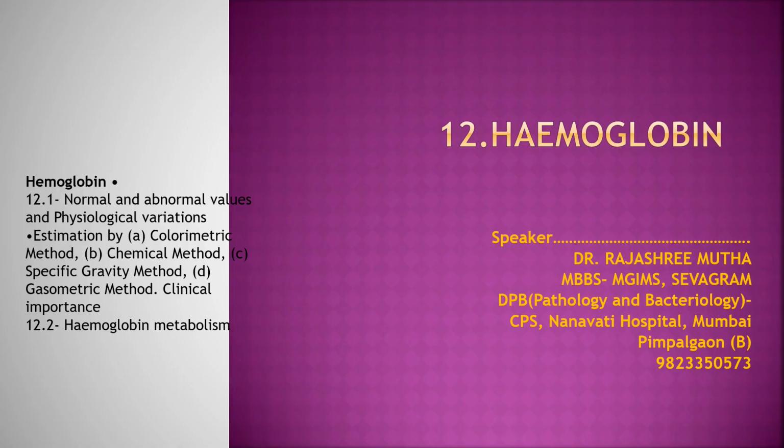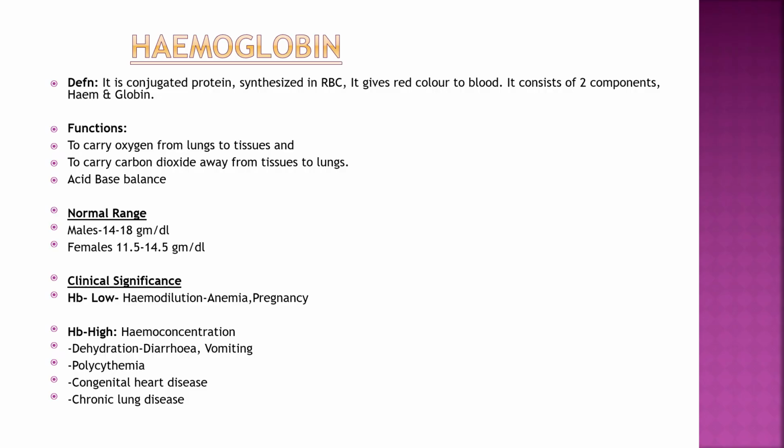Hello students, today we will see about hemoglobin. It is a conjugated protein which consists of heme and globin, and it is present in RBC, which gives red color to the blood. The functions of hemoglobin are to carry oxygen from lungs to tissues and to carry carbon dioxide away from tissues to lungs, where it is exhaled out. And it also helps in acid-base balance. So, respiratory function and acid-base balance.